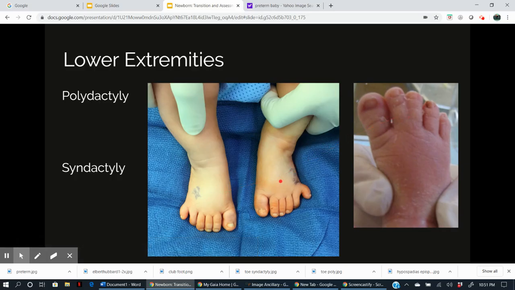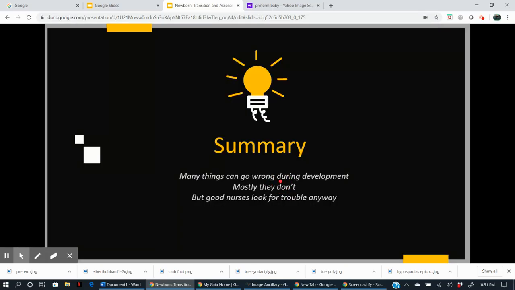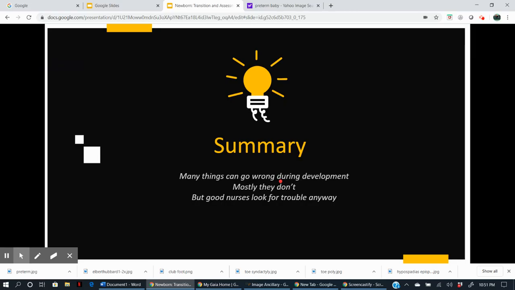Syndactyly is maybe a little bit more serious, but anyway, so in summary, a lot of things can go wrong in the process of making a new human, but mostly they don't. But be a good nurse and look for it anyway.